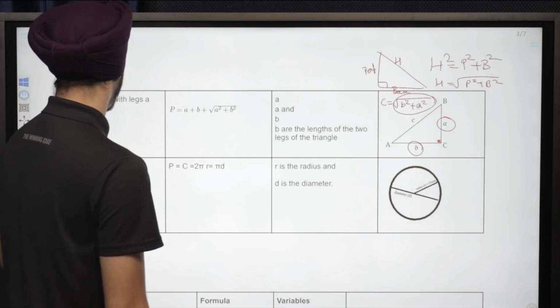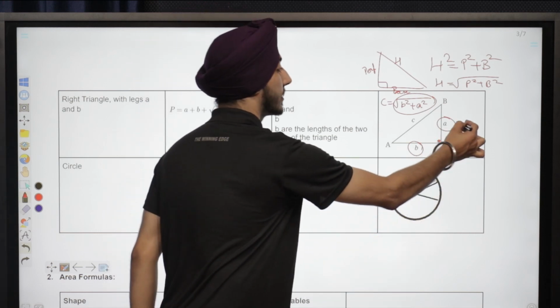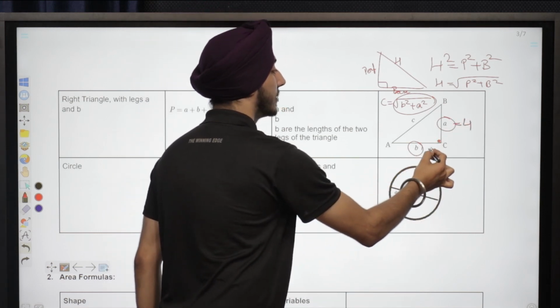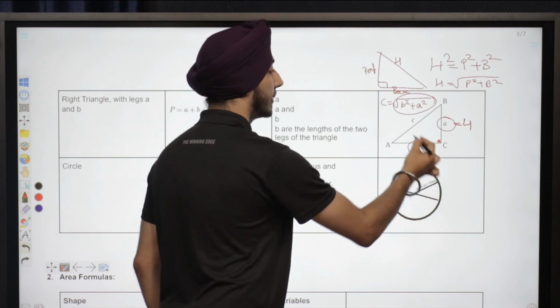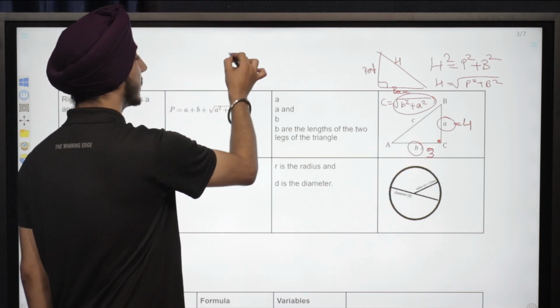Okay, now let me just put down one value for you that would make you understand better. Let's say A is given to you equal to 4 and B is given to you as 3. And you have to find out the perimeter of this figure. So what are we going to do? We are first going to find out the value of C.